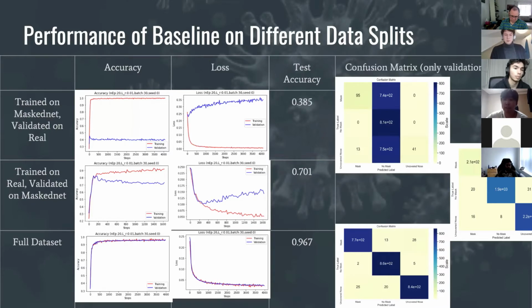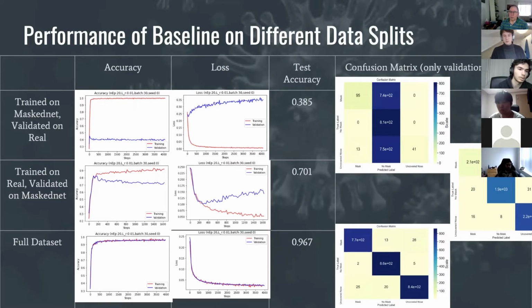So what we did to observe how big of an impact the Photoshop data set had is train our model with the different data sets. So in the first row, you see a model that's trained on MaskNet, which had the photoshopped faces, and validated on real. And as you can see, the results really don't apply to real life. Especially you can see in the confusion matrix where it's predicting pretty much everyone to not be wearing a mask.